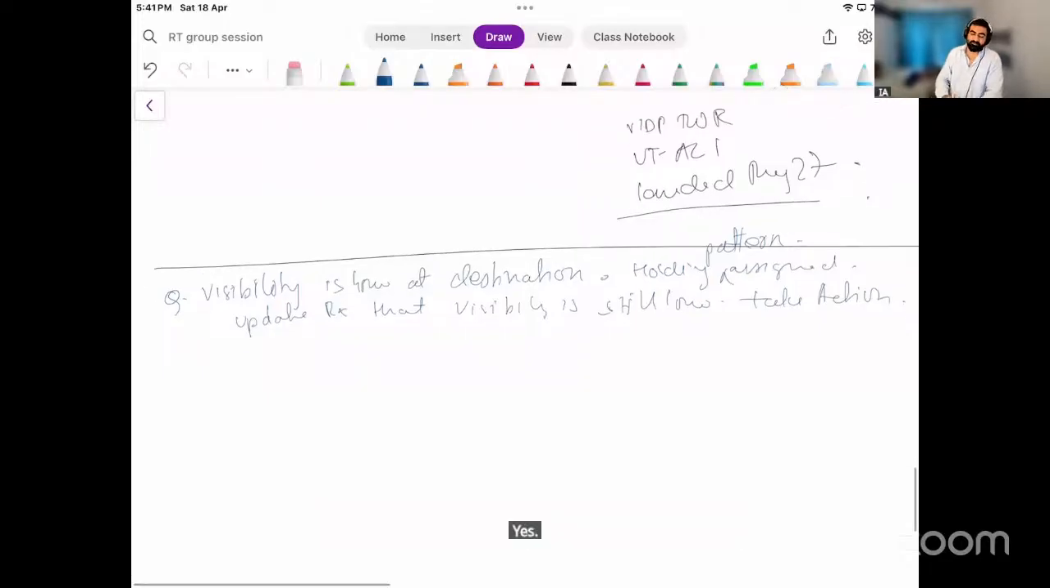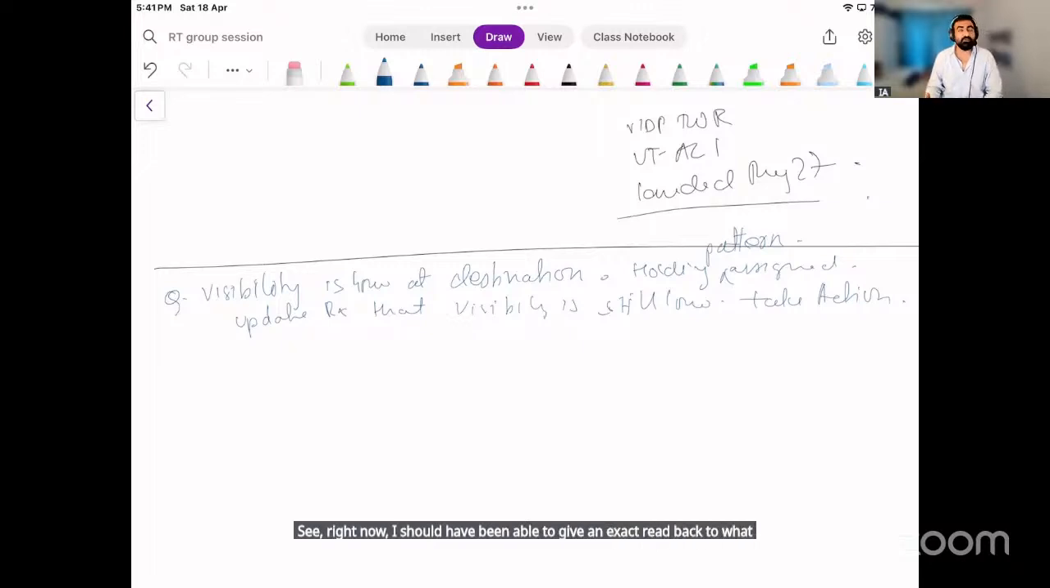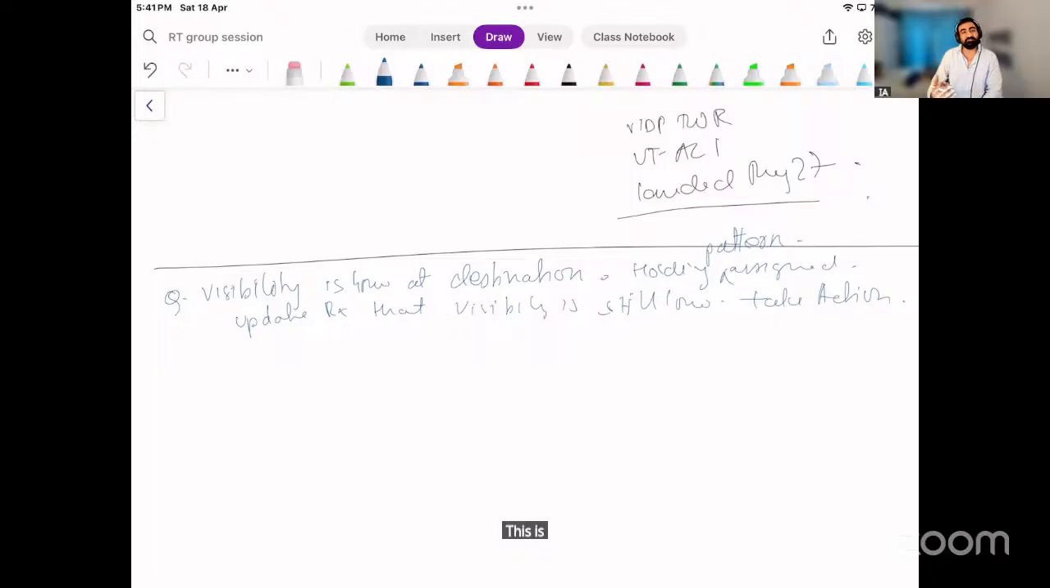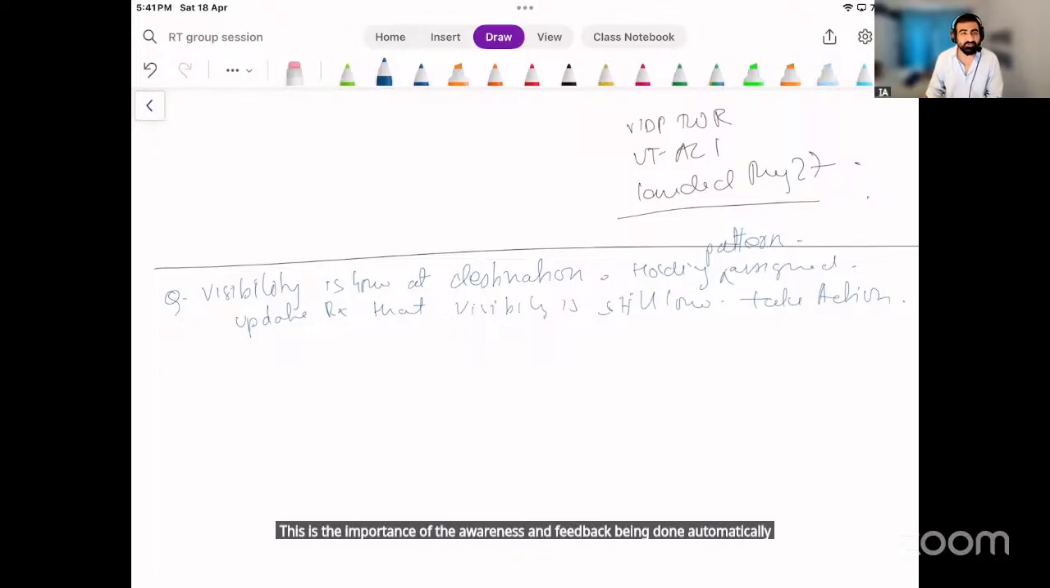See, right now I should have been able to give an exact read back to what she said, but I was just not consciously making an effort to do it. I let go. So I'm now having to restructure in my own way, but I'm not sure if I've covered everything, so I'm asking her directly. This is the importance of the awareness and readback being done automatically in RT language.